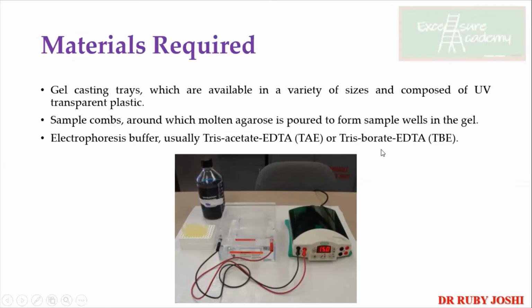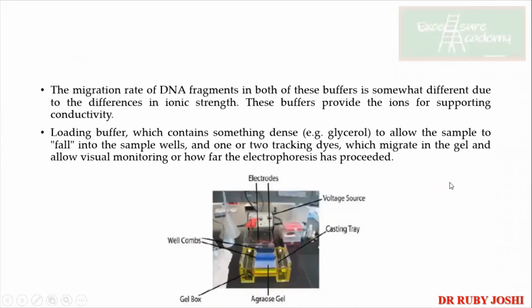And then you have got the buffer like the TAE or TBE. So depending on the requirement, whether it's a tris acetate EDTA or tris borate EDTA. Now, the migration rate of the DNA fragments in both of these buffers is somewhat different due to the difference in the ionic strength. So usually we use TAE, okay, or TE buffer we say. Loading buffer, it contains dense glycerol.